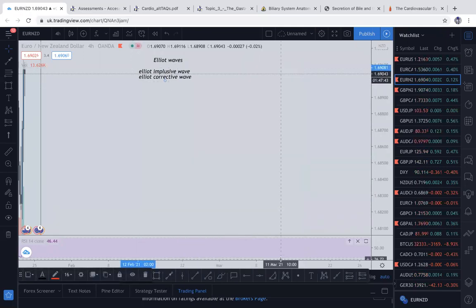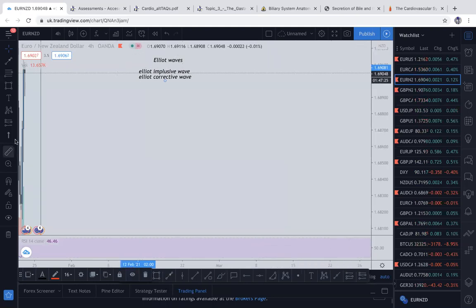Now that we know the two differences, which is Elliott impulsive wave, Elliott corrective waves, what are they? What is the point? Why are they in the market? How do they look like? That is what I'm going to be talking about.